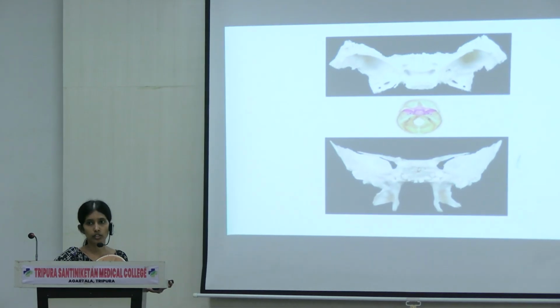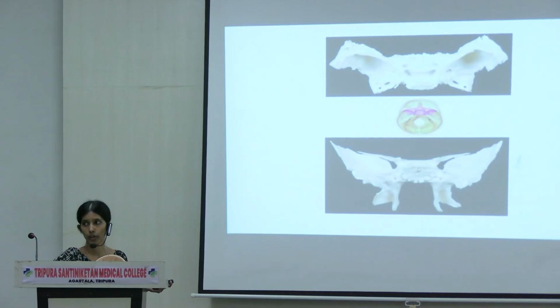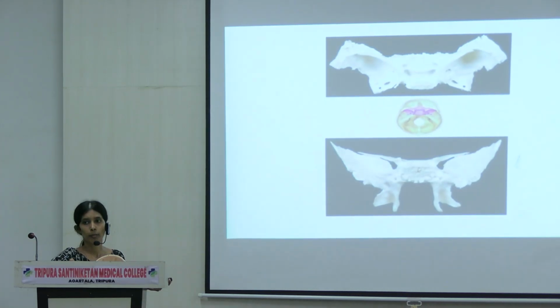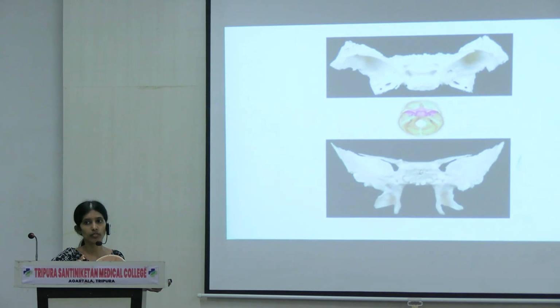So what are the parts of sphenoid bone? We have body, two wings, greater wing and lesser wing. Between the greater and lesser wing, we have a fissure that is called pterygomaxillary fissure. This is the pterygomaxillary fissure part.